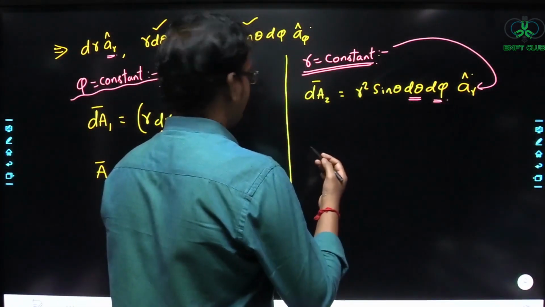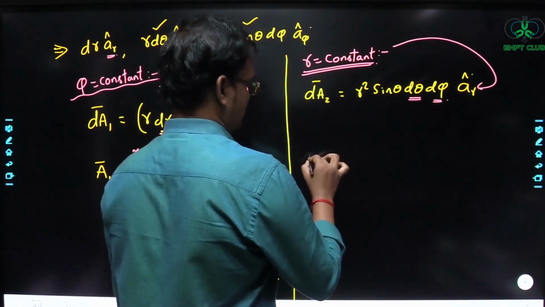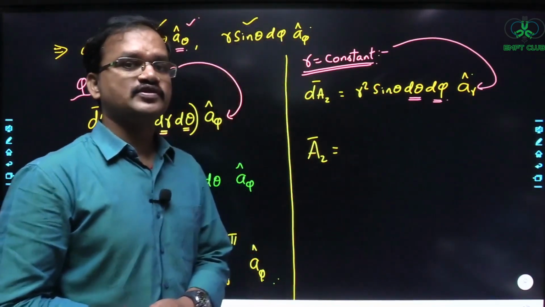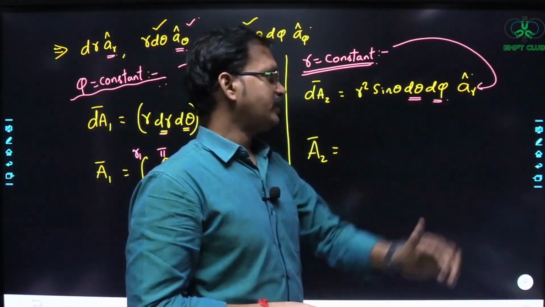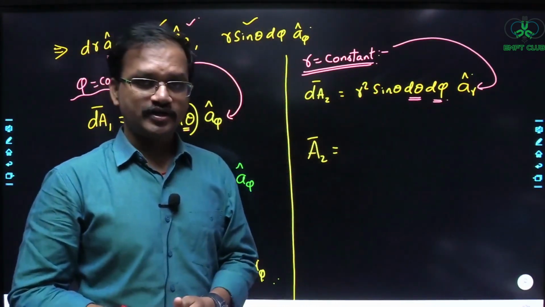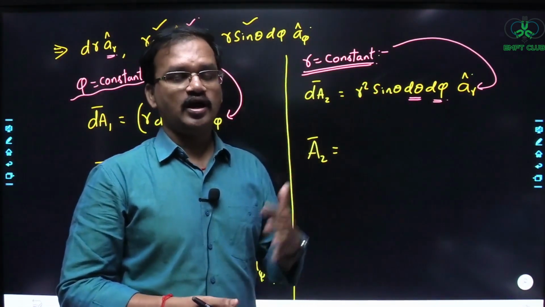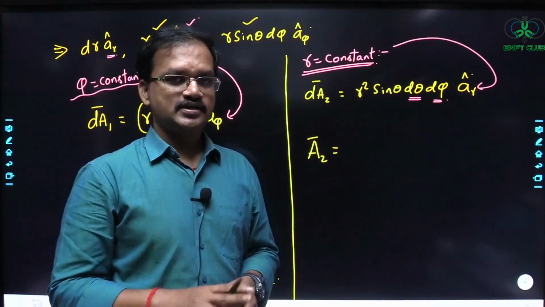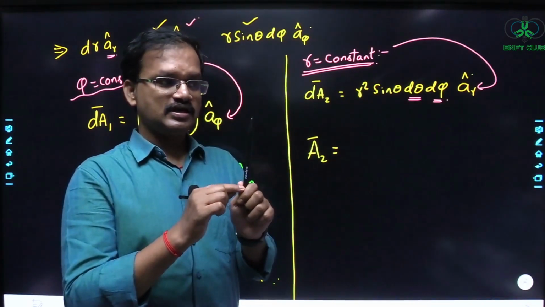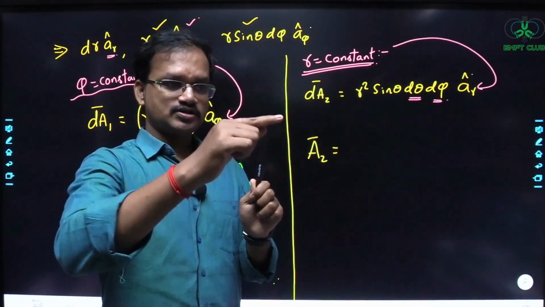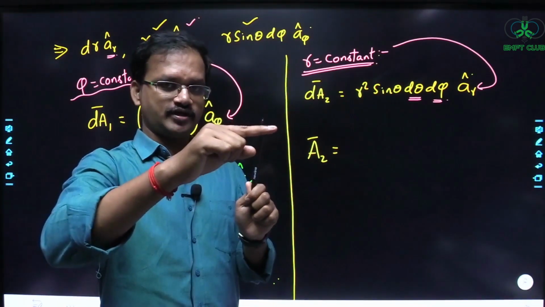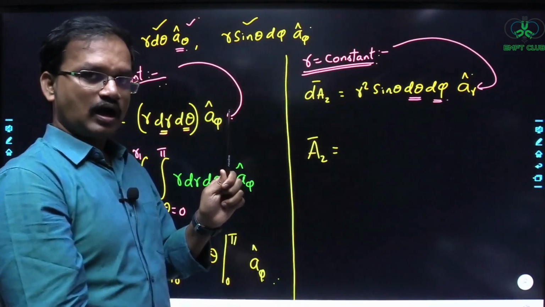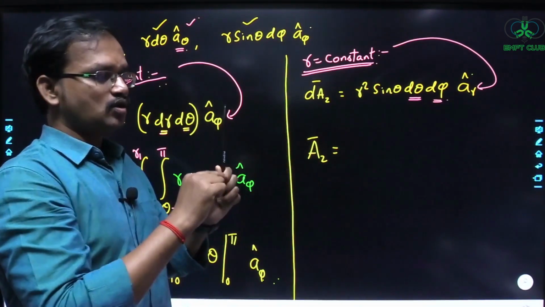Now we try to get the total surface area, A2 bar. Let us guess what is the shape of the surface that we are going to get by varying only theta and phi. Here r is constant. If you keep r constant and vary only theta and phi, what is the shape you are going to get? Let us consider this is the z axis, this is the center of the sphere. So r is constant. Now what are the variables here? Theta and phi.